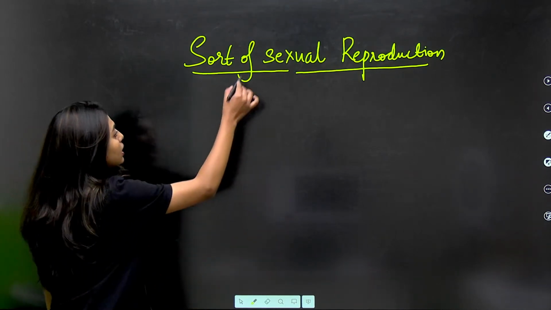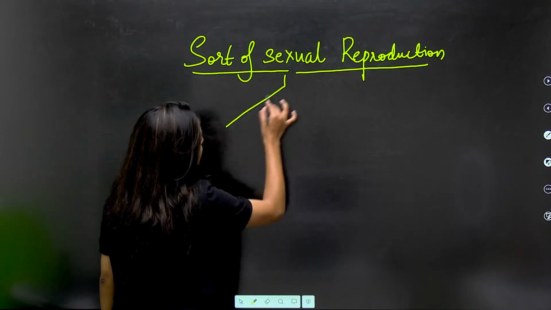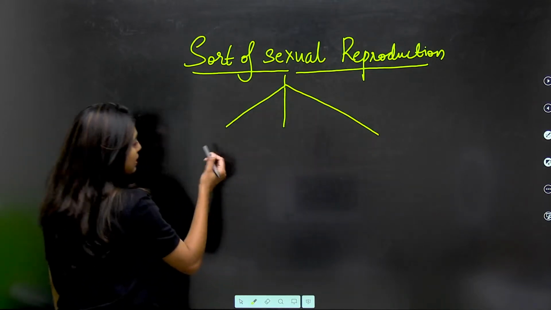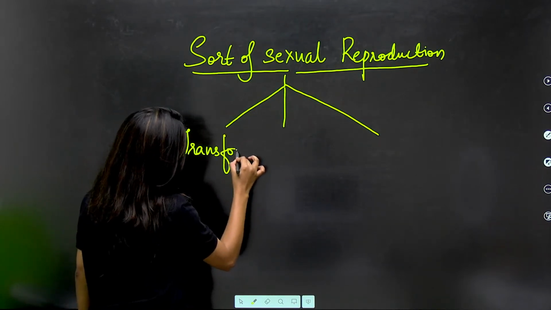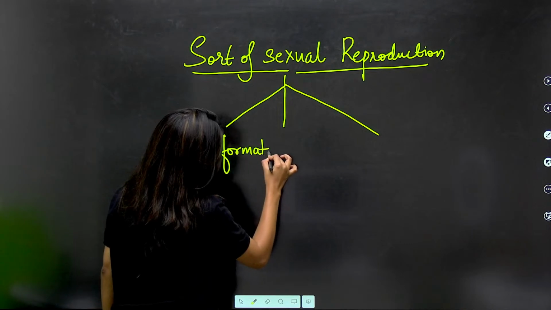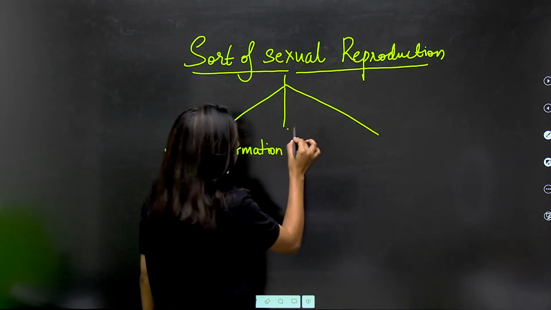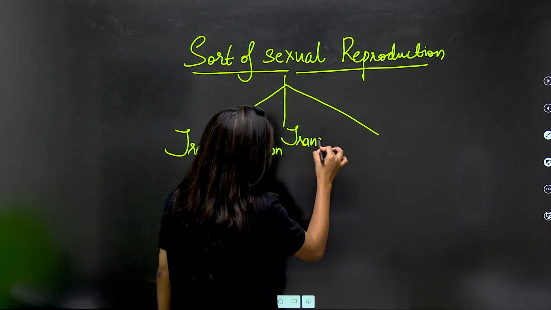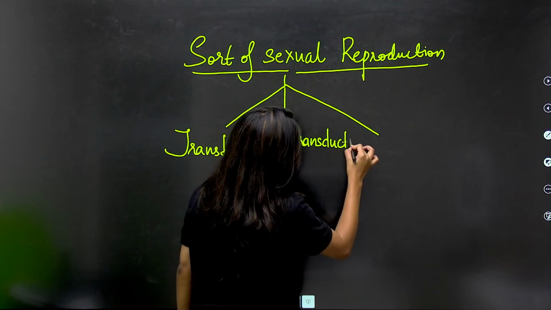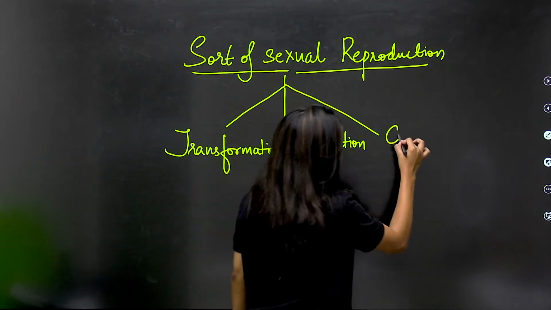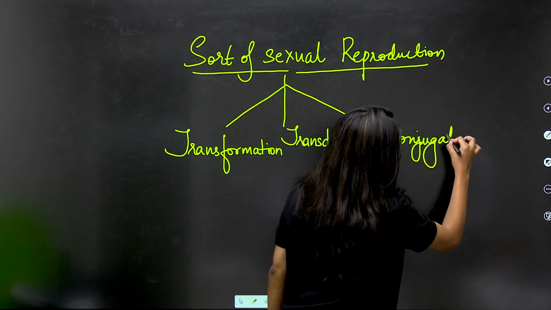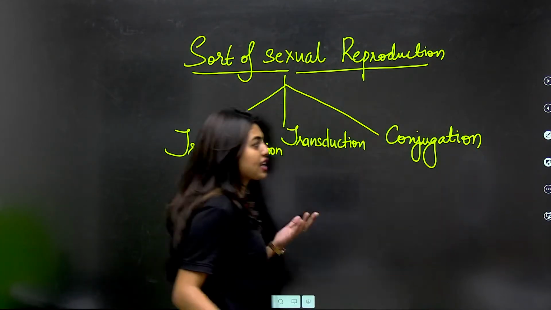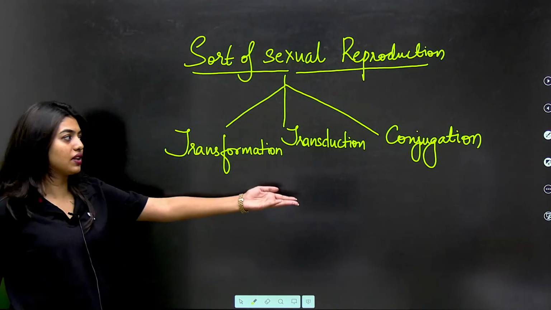Sort of sexual reproduction is mainly by three ways. The first one is called transformation, the next one is called transduction, and the last one is called conjugation. That means sort of sexual reproduction is done by these three methods.